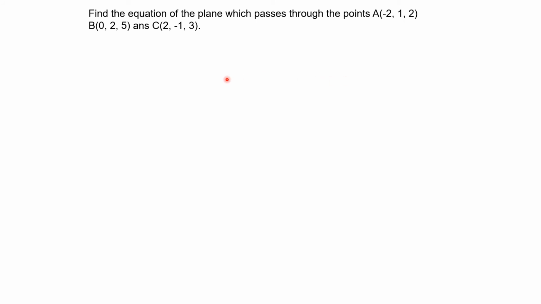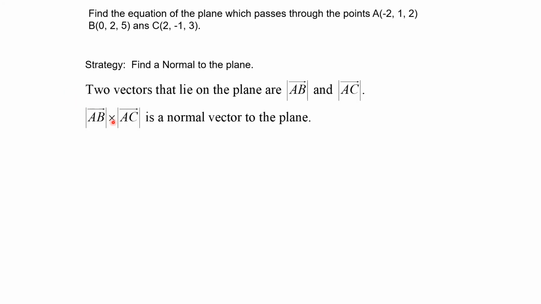Find the equation of the plane which passes through the points A, B, and C. You need to find two things to find an equation of the plane. First, you need to find a normal to the plane. Second, you need to use a point that is on the plane. In this case, you have 3 points and you need to find a normal to the plane.